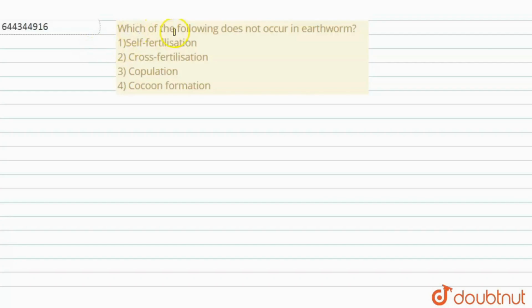So the question says, which of the following does not occur in earthworm? The options are option 1, self-fertilization, option 2, cross-fertilization, option 3, copulation, and option 4, cocoon formation.